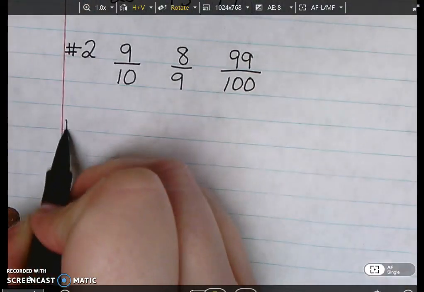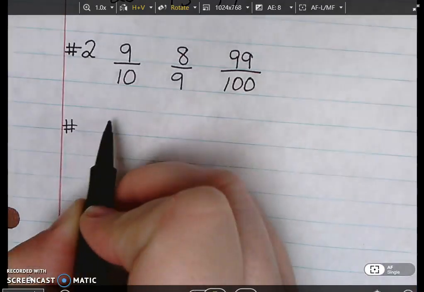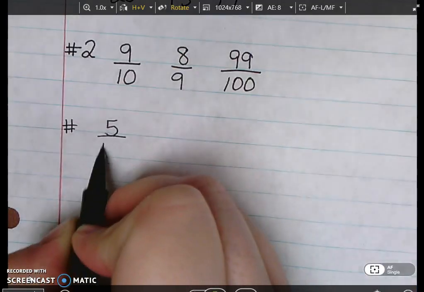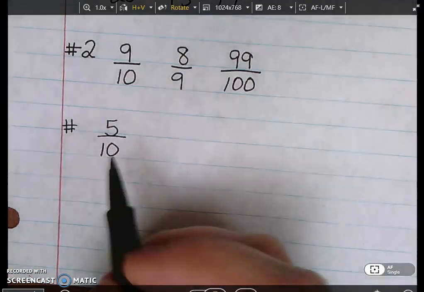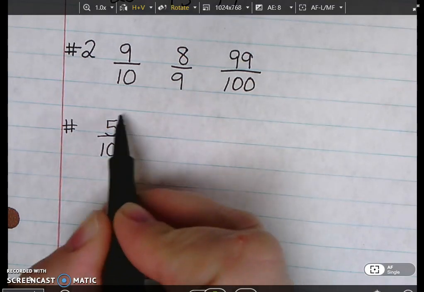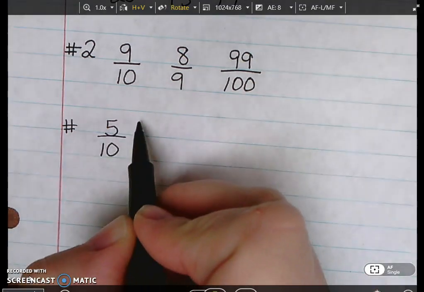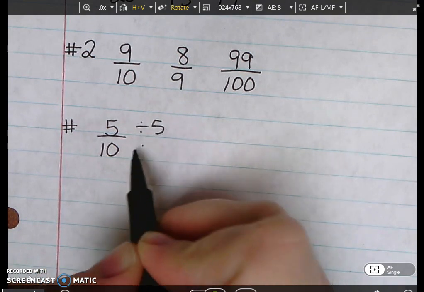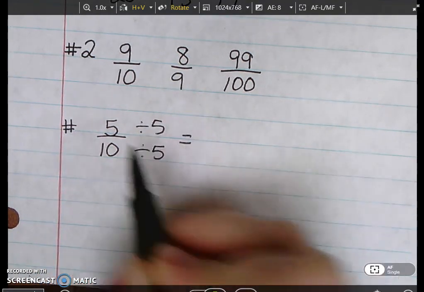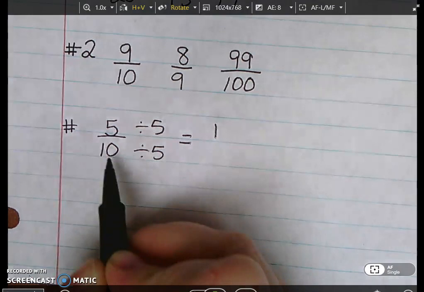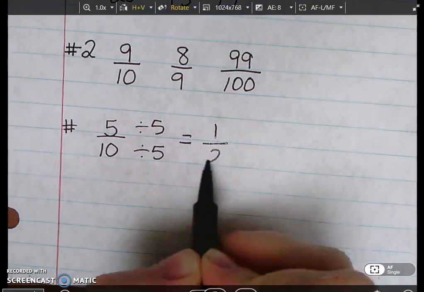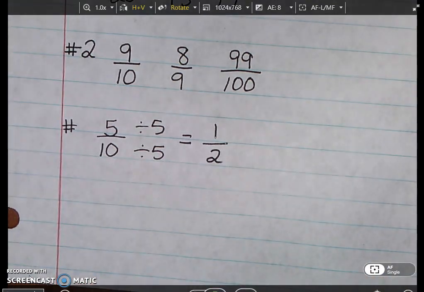So let's look at rule number 3. For example, if I had 5/10, I know that I can do 10 divided by 5 evenly. So I'm going to divide both the top and the bottom by 5. 5 divided by 5 is 1. 10 divided by 5 is 2. So it would be 1/2.